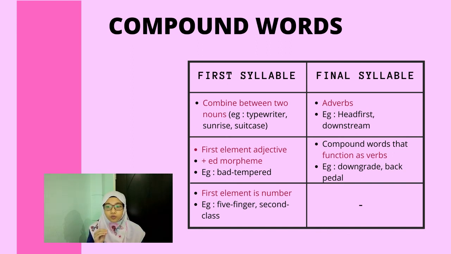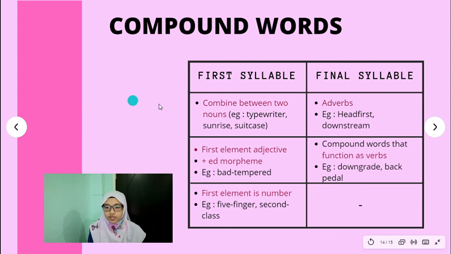There are several general rules to decide on stress placement. On your right table, I put the different types of compound words where the stress will usually fall on the first syllable. The first one is when the compound word is combined from two nouns, for example, typewriter, sunrise, and suitcase. The next one is when the first element of the word is an adjective added with an -ed morpheme, such as bad-tempered. And the last one is when the first element is a number, such as five-finger, second-class. So the stress will also fall on the first syllable.